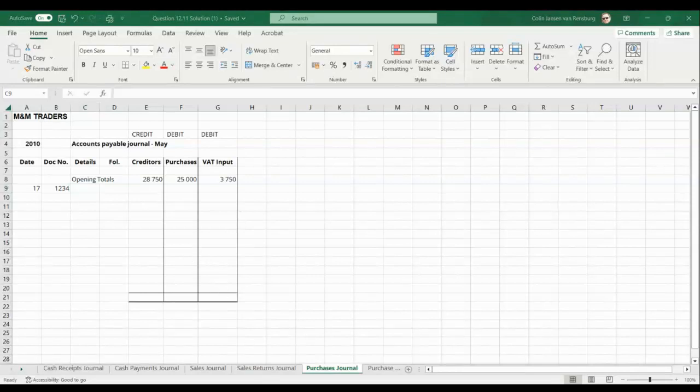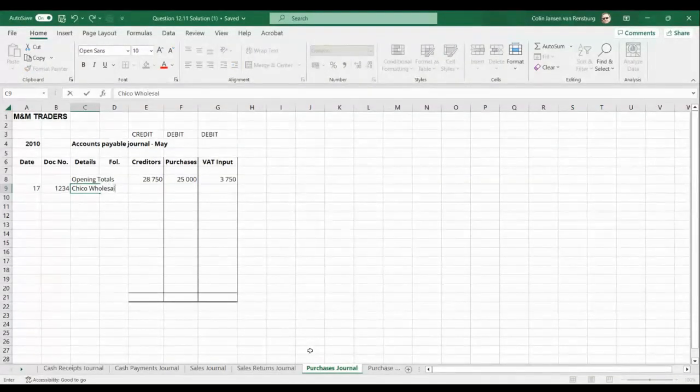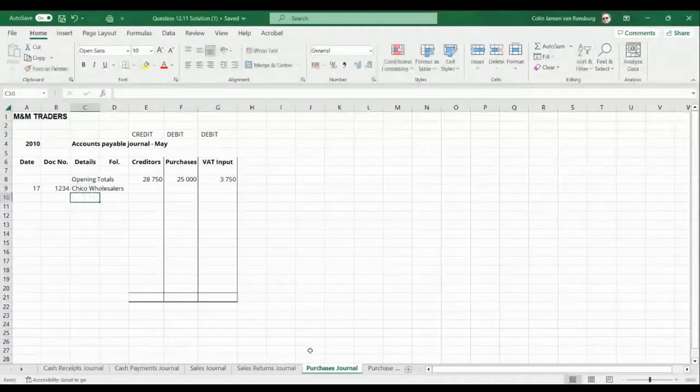So there, what are we going to write in there? The name of the supplier. And we saw that the supplier is Chico Wholesalers. Chico Wholesalers. Right, ladies and gentlemen.